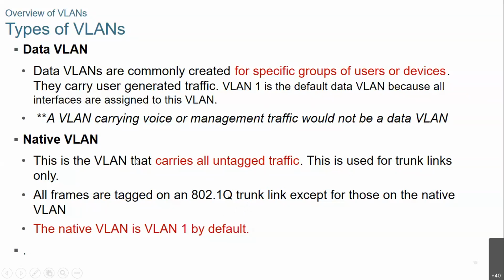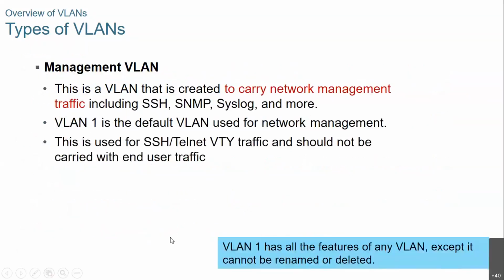Okay. So all frames are tagged on an 802.1q trunk link except for those on the native VLAN. Okay. The native VLAN is VLAN 1 by default. Management VLAN, the name is management VLAN, it carries network management traffic like SSH, SNMP, syslog. When you log into your virtual terminal, when you log into your system, you put in a username and password. Those things have to be carried and checked, and those things are management VLAN. Okay, and management VLANs are not tagged.